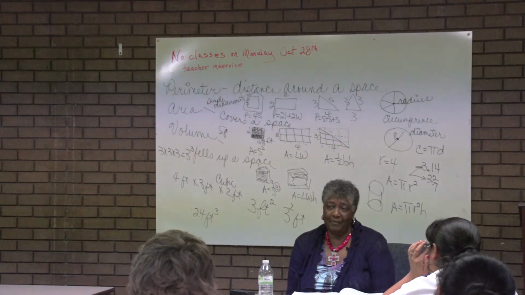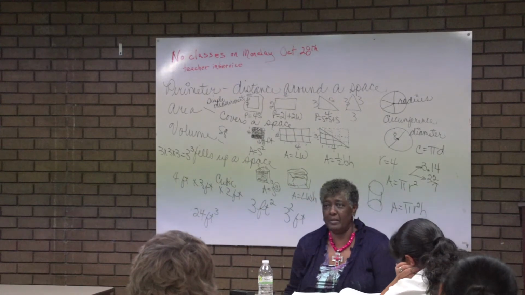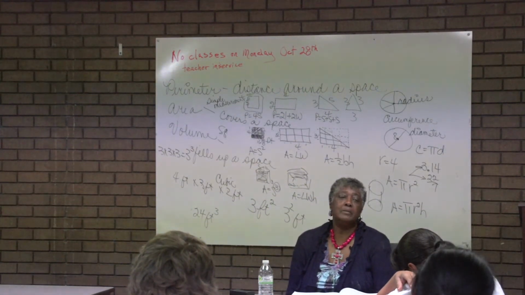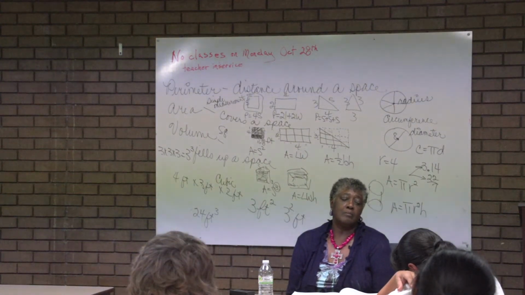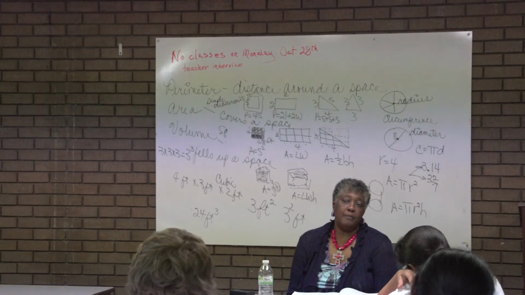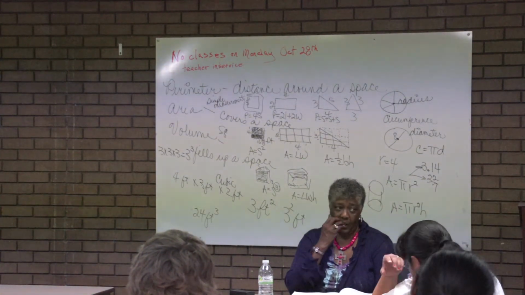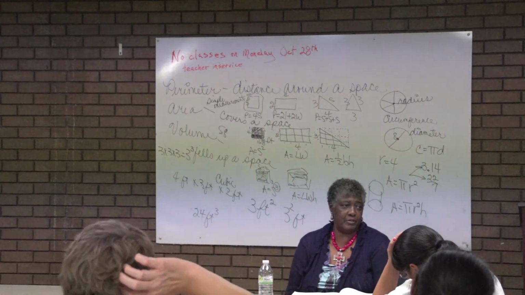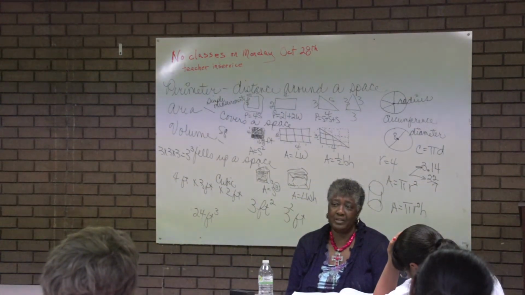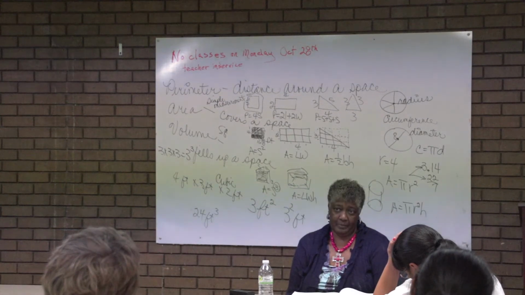Circles are different. They don't have edges. When you are trying to find the distance around a circle, you multiply pi times what? Pi times what? Diameter. Diameter for the distance around. D and D. Diameter for distance around. Okay. Radius for the area.